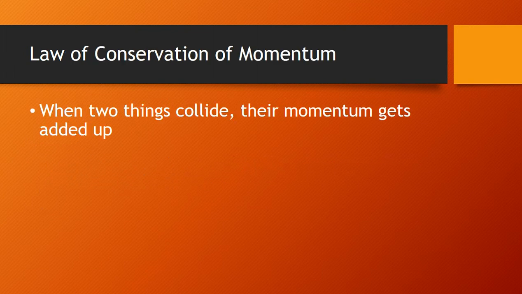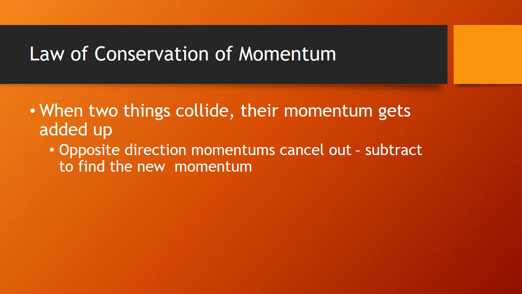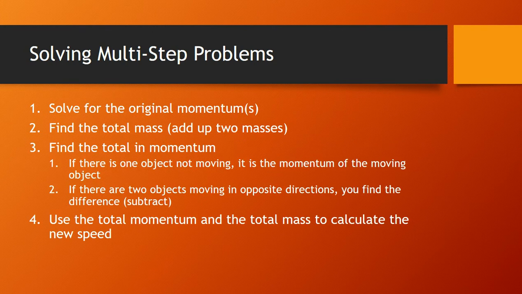Now, going back to the law of conservation of momentum, we have to see that when two things collide, their momentum gets added up. If their direction is opposite, you're going to label one as positive momentum and one as negative, and then they would cancel out. So you basically are subtracting the two momentums to find the total new momentum. Same direction momentums will add because they should have the same sign because they're going in the same direction.